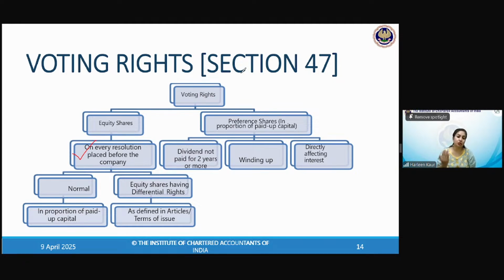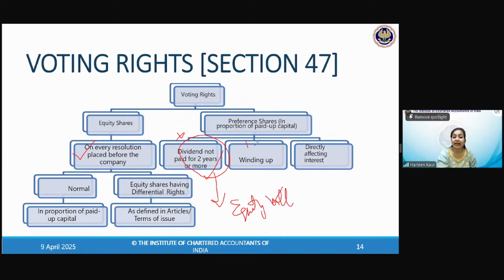Equity shareholders vote on every resolution. Resolution means the decision which the shareholders have to take. But preference shareholders can vote only in case their dividend is not paid for 2 or more than 2 years. Otherwise, they do not come and vote on your resolution. But if you don't pay their dividend for 2 or more than 2 years, then they will be treated as normal equity shareholders and they will have the right to vote on each and every resolution passed by the company.